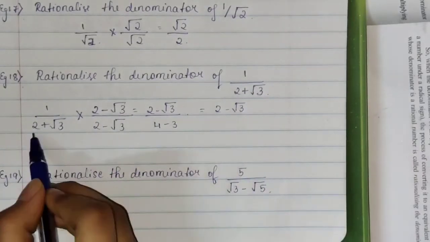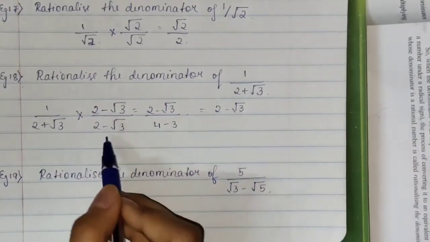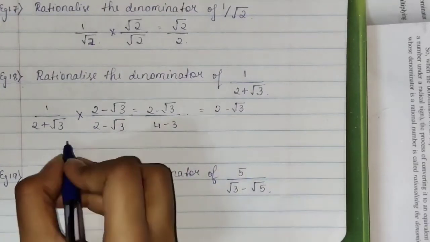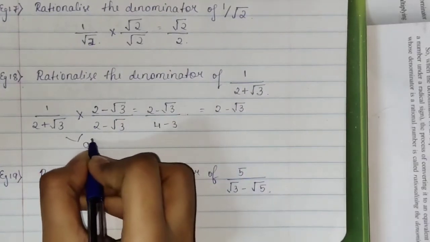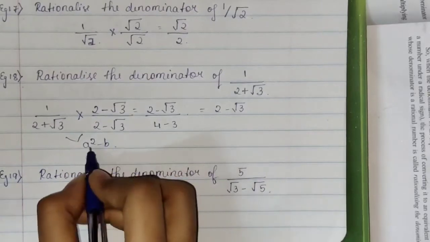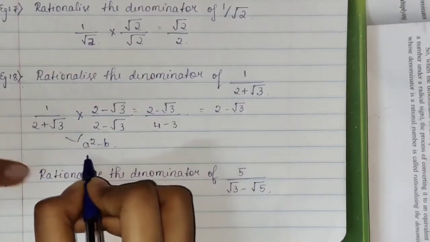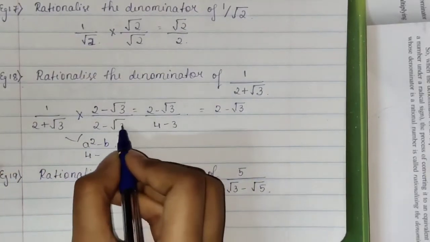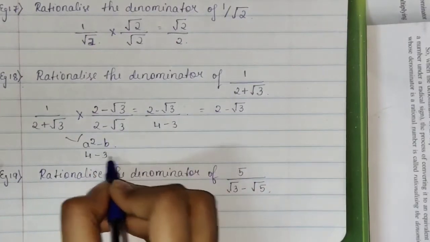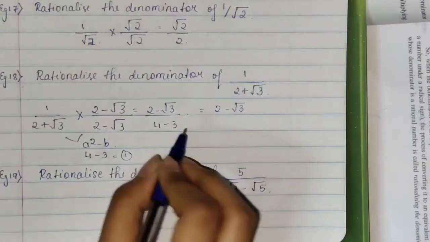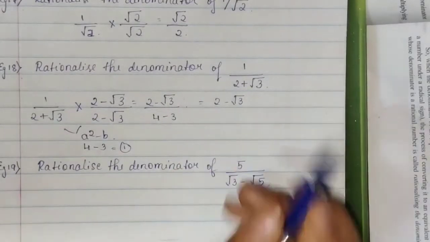And here a plus root b into a minus root b, please use the identity which is a square minus b. Right, so a square is what? 2 square is 4, and root 3 the whole square is 3, which ends up at 1. That's how I got 4 minus 3. Don't get confused. Okay, you guys should be able to do it.